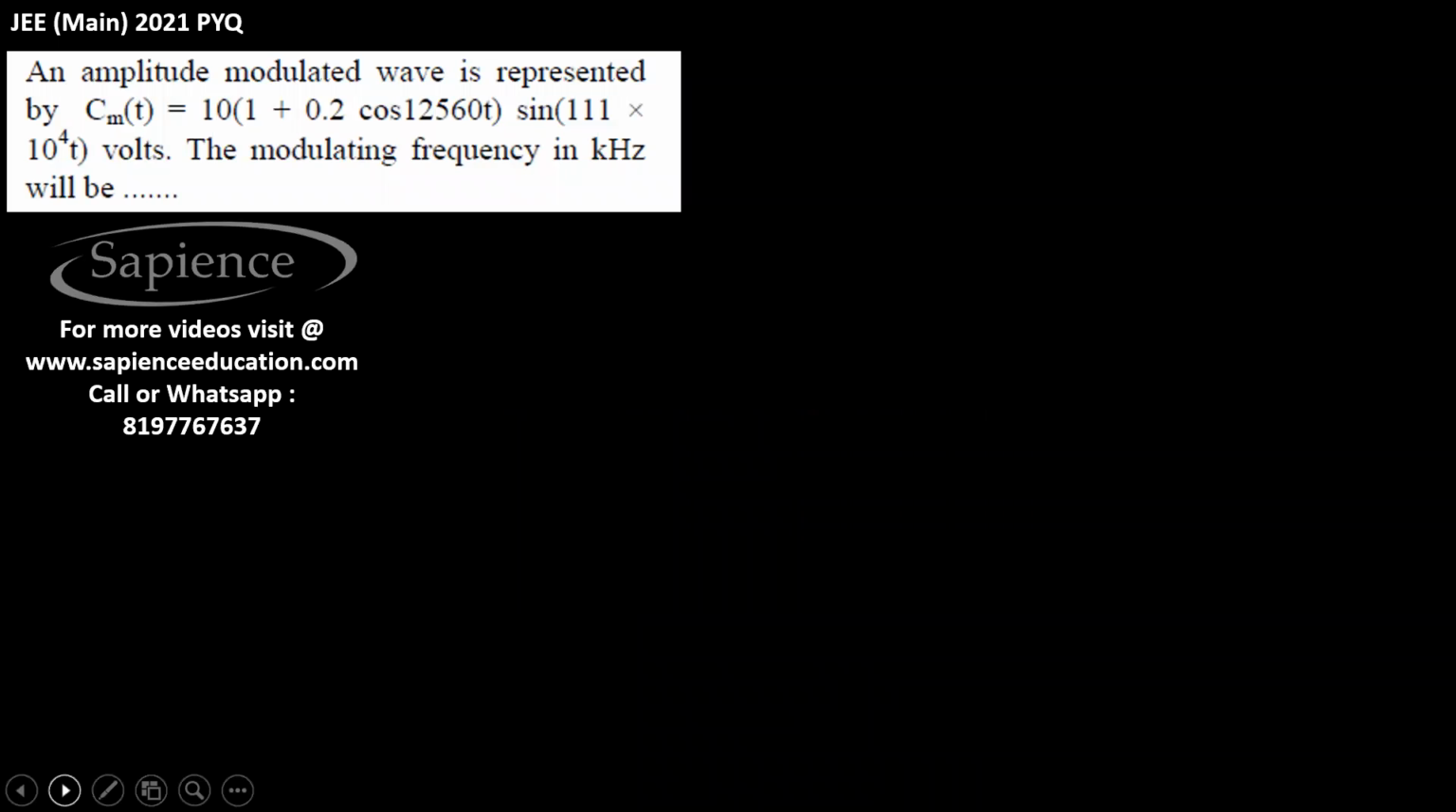Let's move to the question. It's given that an amplitude modulated wave is given with an equation like this, with cos omega t. Here omega m will be the modulating frequency, that is 12560. They have directly given that 2 pi into fm will be equal to 12560. So fm, the modulating frequency, will be 12560 divided by 2 pi.